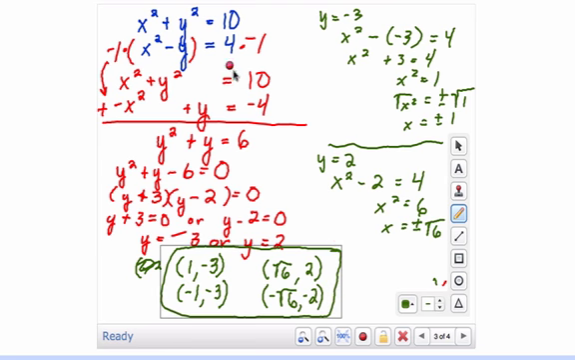You could go ahead and plug each of these into the top equation, since we used the second original equation to find our x values. You can plug them in and do the check with the top equation. So, 1 squared plus a negative 3 squared, does that equal 10? Yes, 1 plus 9 is 10. So we know that's a solution. You can go through and do that for each of these if you'd like.